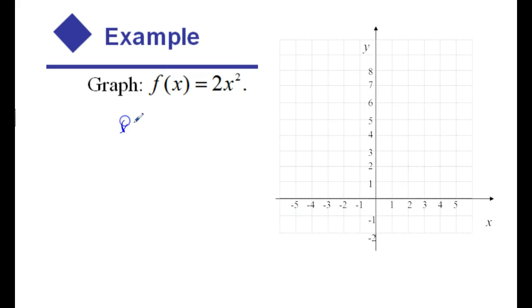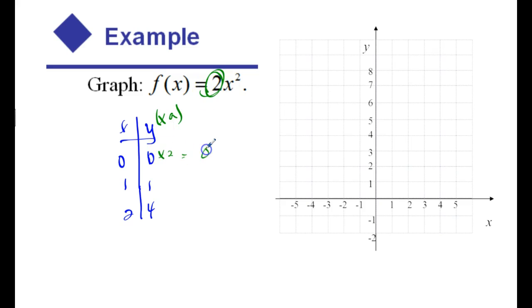So again, the normal t-chart says go over 1 up 1, over 2 up 4, and then we use symmetry to do the same thing on the other side. All I have to do is multiply the y value by a, and in this case a is 2. So nothing happens at 0, 0. The function stays at 0, 0.